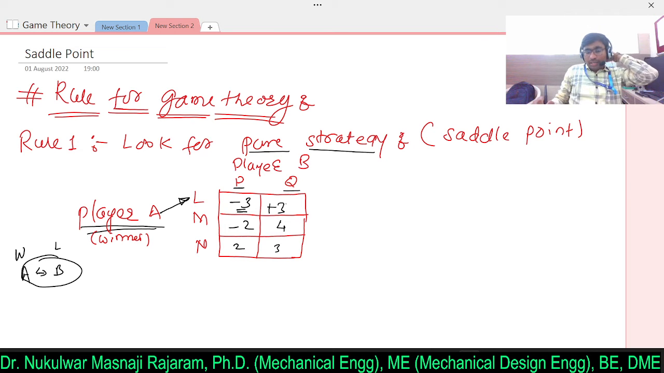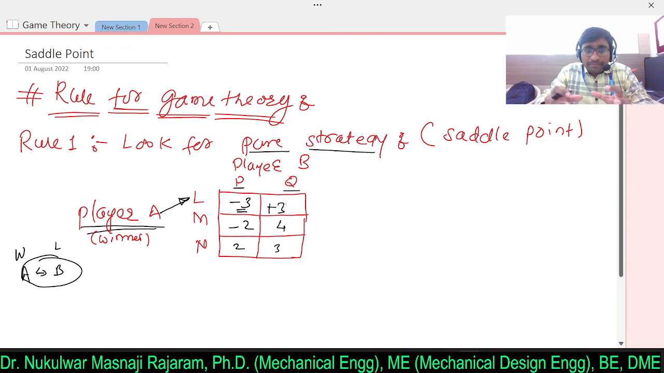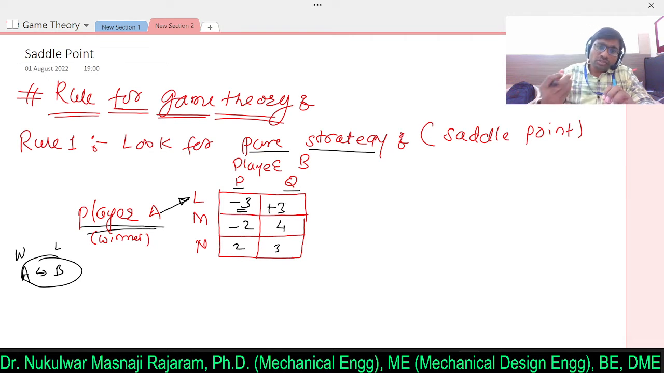Clear? Now if I ask you, if player A plays strategy L, irrespective of which strategy player B plays, whether P or Q, how much loss will A have? There will be a -3. So for that purpose I am here writing -3.